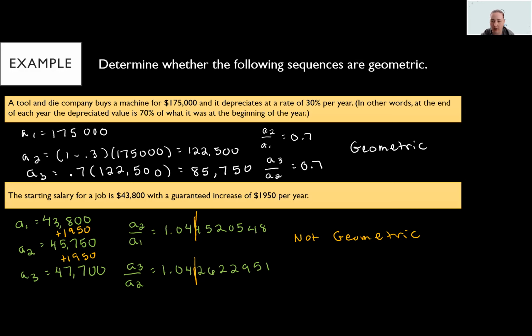How do I spell that? Arithmetic. It's basically arithmetic, but it's pronounced arithmetic when it's a sequence. So same word, just pronounced differently depending on the context.